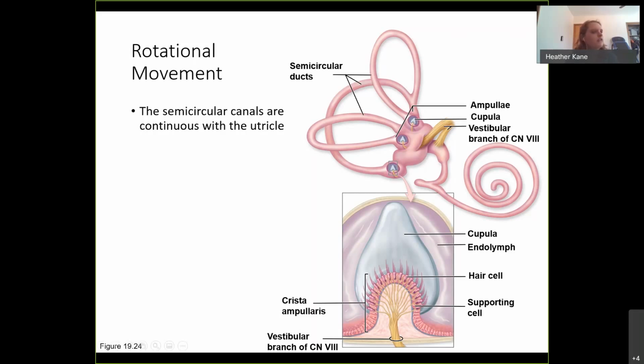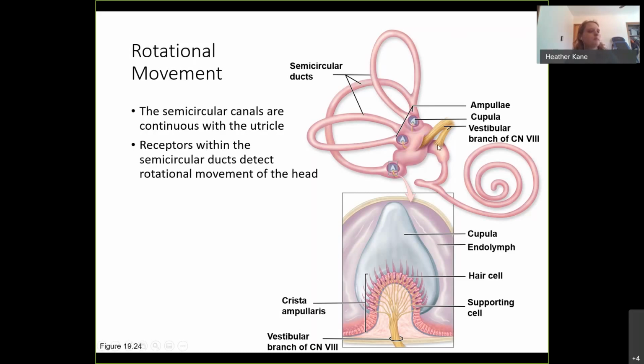Okay, so let's talk a little bit about this rotational movement. We have these semicircular canals here. The semicircular canals come off from the utricle right here. And then we have the receptors within those semicircular ducts. They are the ones that detect the rotational movements of the head and transduce those movements.